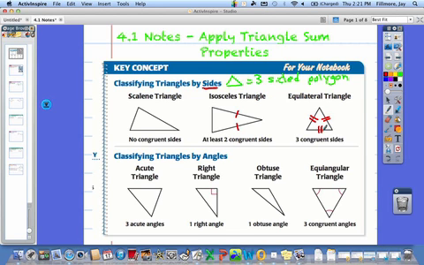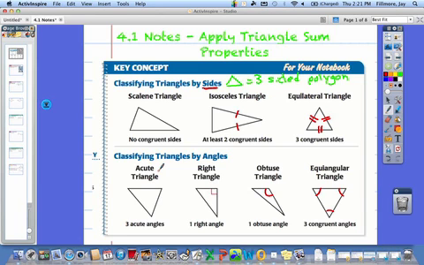If we're going to classify them by angles, an acute triangle has three acute angles. A right triangle has one right angle, 90 degrees. An obtuse triangle has one obtuse angle, at least one of them is larger than 90 degrees. And equiangular, all three of the angles are going to be the same, three congruent angles. And as a reminder, an acute angle is any type of angle that is less than 90 degrees.